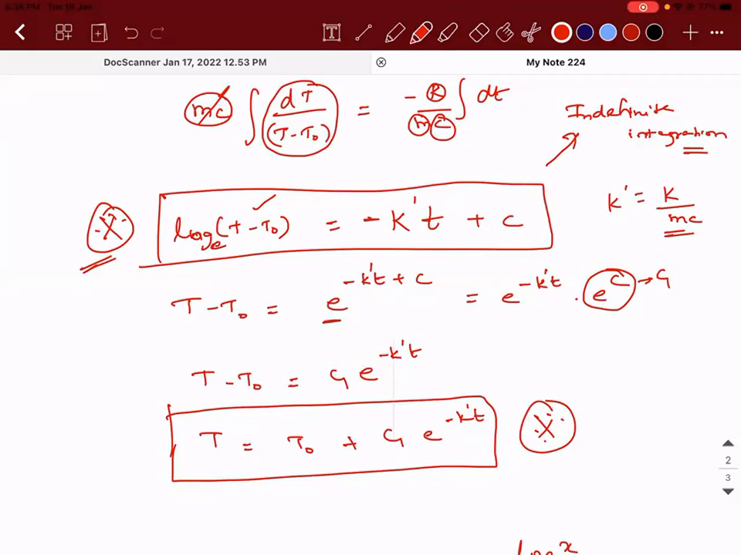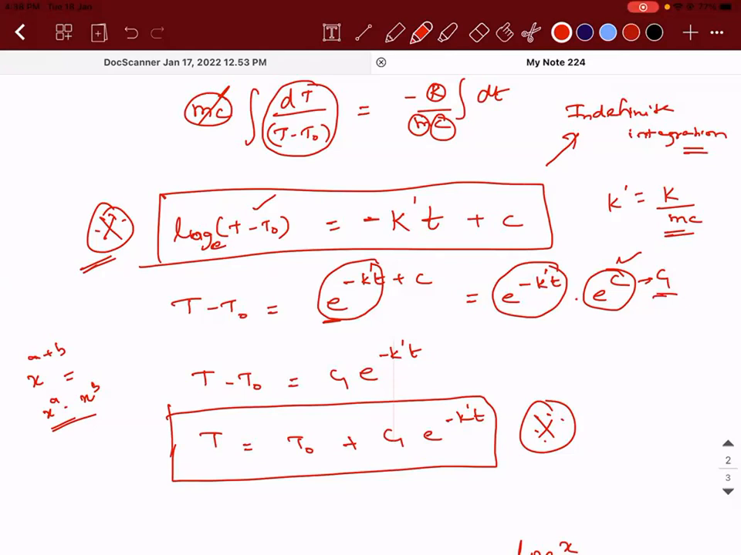Right. Other steps are clear, right? Sir, after that, minus k dash into t plus c. So x power a plus b is equal to x power a into x power b. So e power minus k dash into t into e power c. That e power c is what I called c1. And t minus t naught is equal to c1 into e power minus kt. Take t naught to the other side. So t will be equal to t naught plus c1 into e power minus k dash into t. That's it.